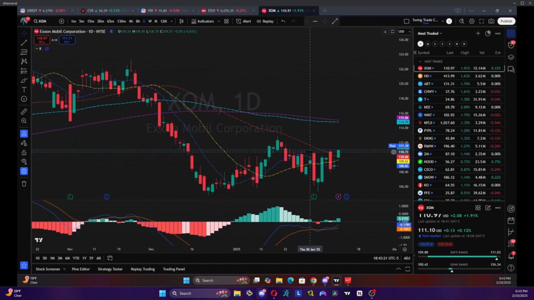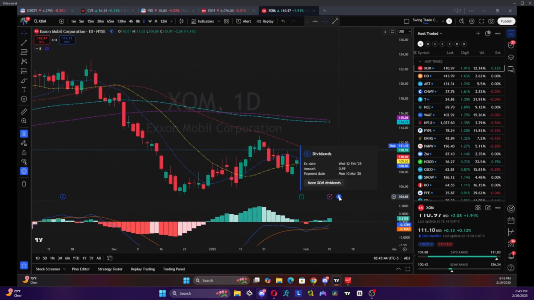So I'm going to wait till after we collect dividend, which is on Wednesday the 12th. The stock will probably come back down to test somewhere around this 108, 109 area. I'm going to keep an eye on MACD, see if it crosses above the zero line. And at that point, I would look at taking longs, maybe the 115s or even further out to the 120s.